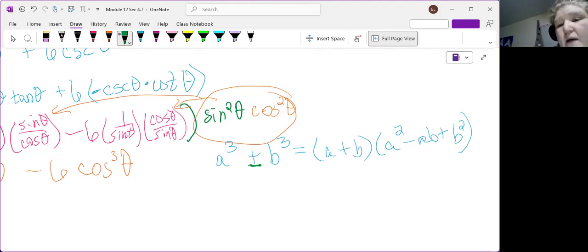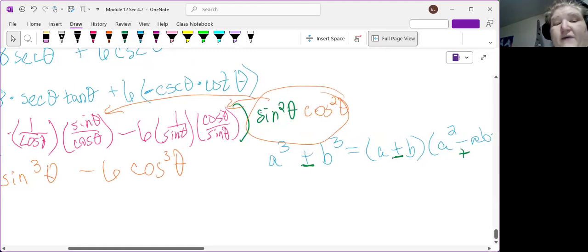Or same opposite pair. But whatever we start with, a cubed plus b cubed, this is a plus, this is a minus, the last one is always a plus. If we are looking at minus, this is a minus, this is a plus, and the last one is always a plus.